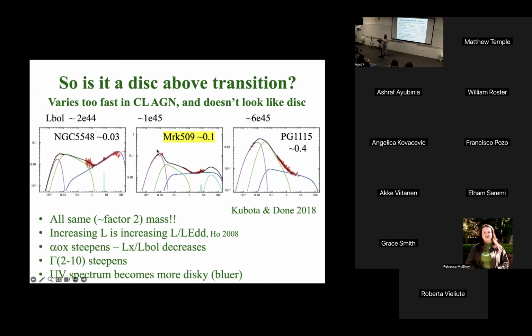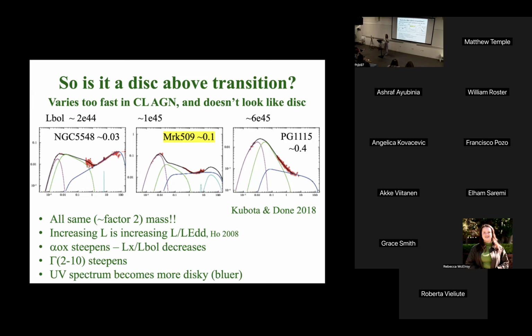So let's have a look here. These are all broad-line AGN. They're all the same mass, roughly 10 to the 8, and they're spanning more than an order of magnitude in luminosity, spanning more than an order of magnitude in Eddington fraction. The broadband SED going from optical UV to X-rays is not constant. It is changing a lot. That's going to have impact on what the broad-line region does.